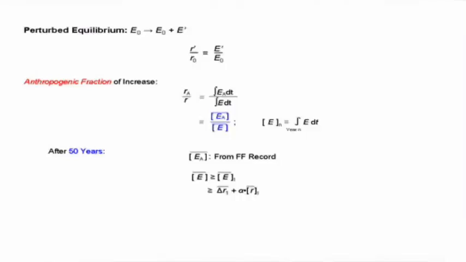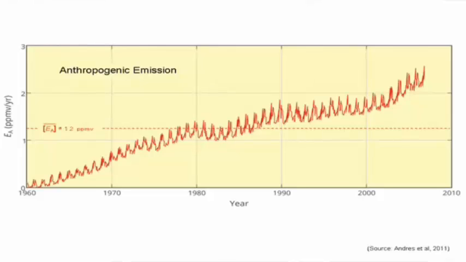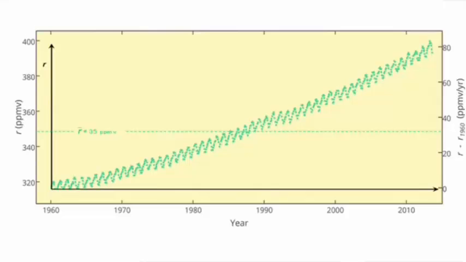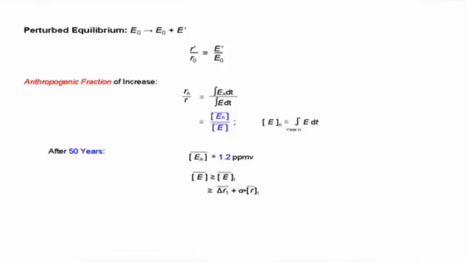Now let's consider the entire period, 50 years. Average anthropogenic emission has increased to 1.2 ppmv. For total emission, absorption can no longer be neglected. It follows from the average of increased CO2 over the 50 years, about 35 ppmv. In 2010, the anthropogenic fraction of increased CO2 must be smaller than 2.8%.